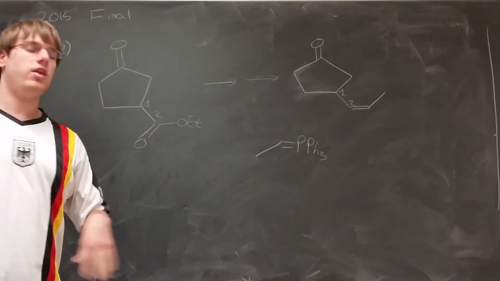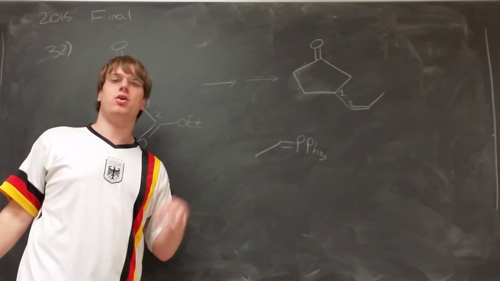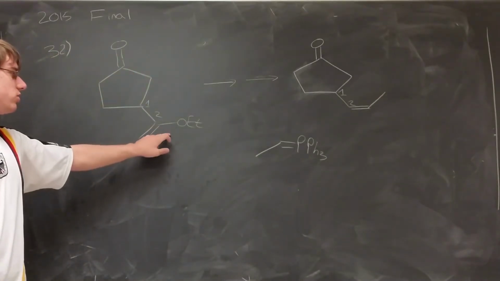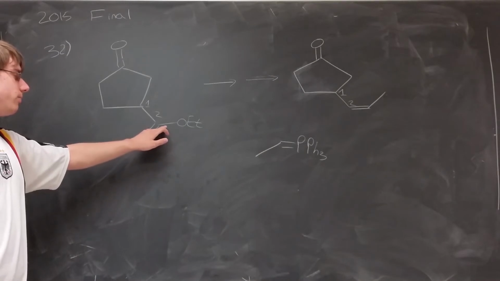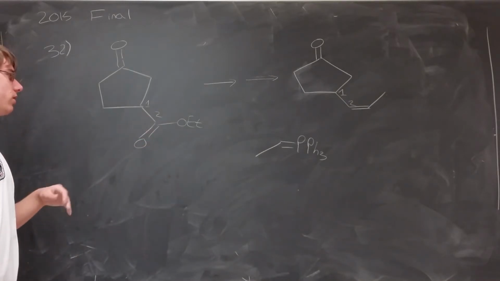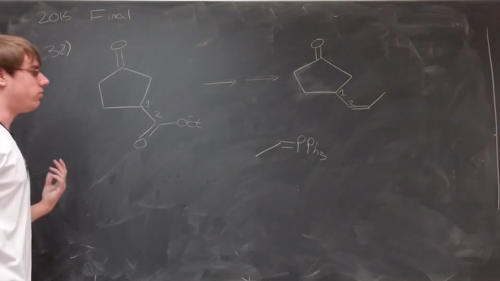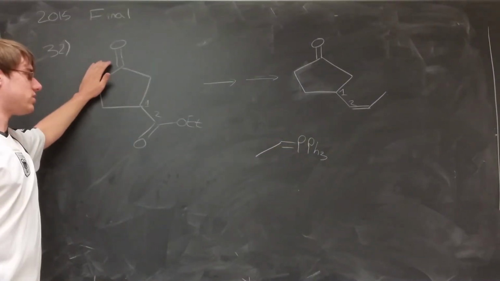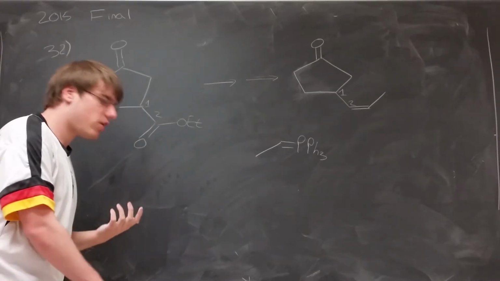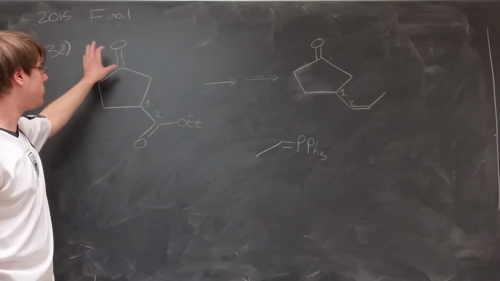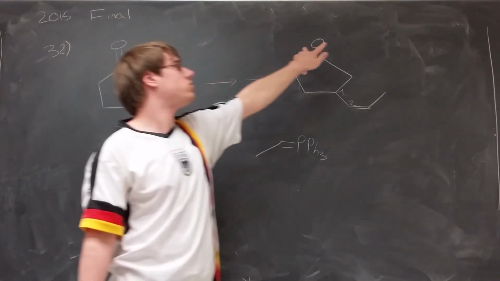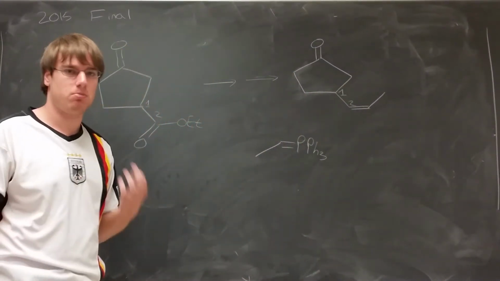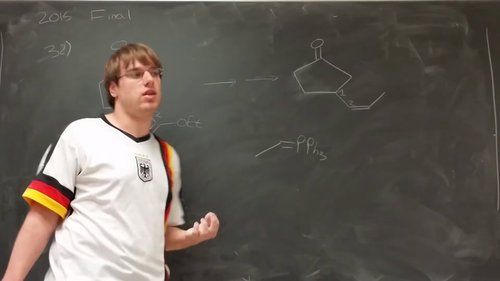But now remember, the Wittig reagent only reacts with C double bond O, not ester C double bond O. So I need to turn this into a regular carbonyl, not an ester carbonyl. Now also realize that since this reacts with carbonyls, it may want to react with this. So this is a general rule of thumb. When you're doing a synthesis problem and you see that a carbonyl is virtually unchanged between reactant and product, it's probably a good idea to protect it. Because if you protect it, it can't react with anything.